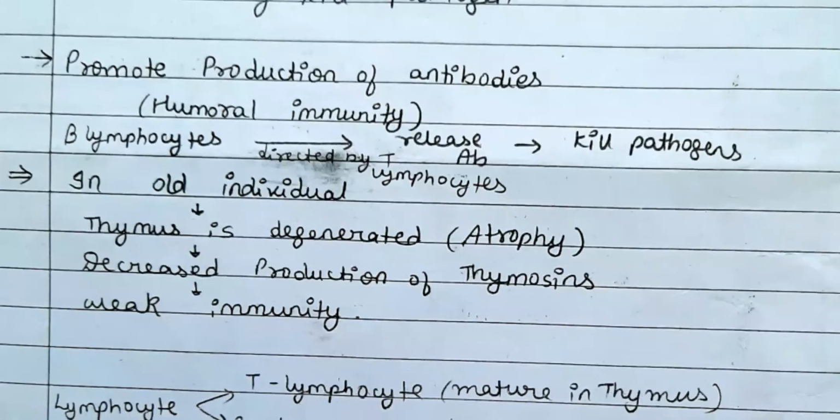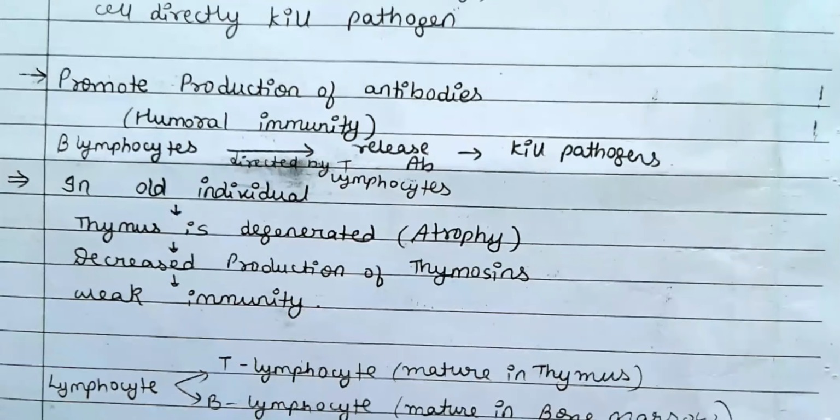So that is the problem regarding the weak immunity in the old individual. Well, any question on the same? Do you have any question? No, fine. So we move to the next one.